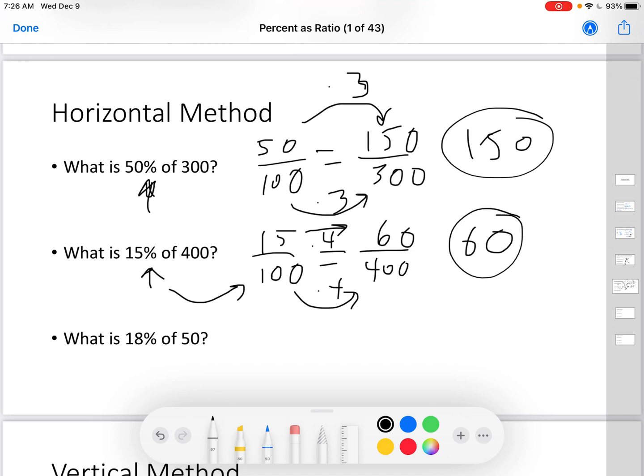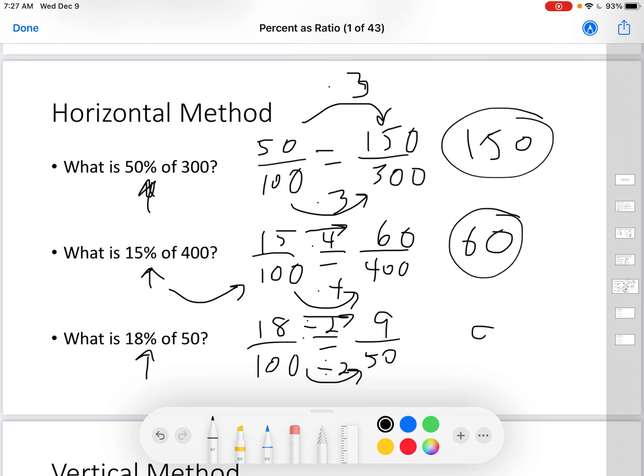All right. It even works this way. What is 18% of 50? Well, we'll do 18 out of 100. And why do I say 18 out of 100 and not 18 out of 50? Because it's a percent, and percent means out of 100. It doesn't mean out of 50. 18% is 18 out of 100. Of 50 means out of 50. How do I go from 100 to 50? I divide by 2. What do I do to 18? I divide by 2. What's 18 divided by 2? It's 9. And therefore, the answer is 9.